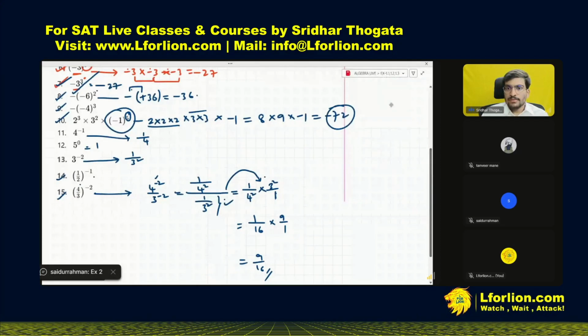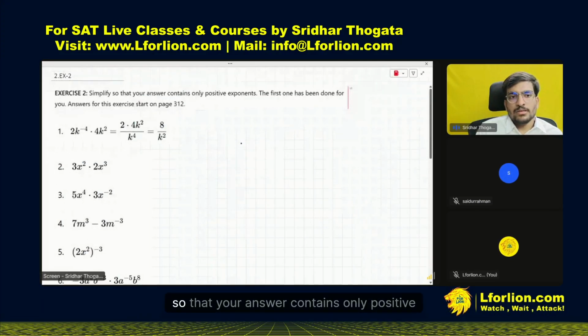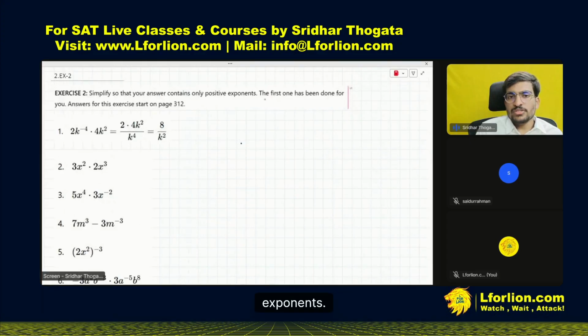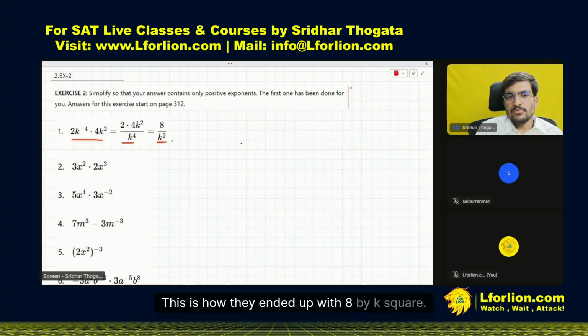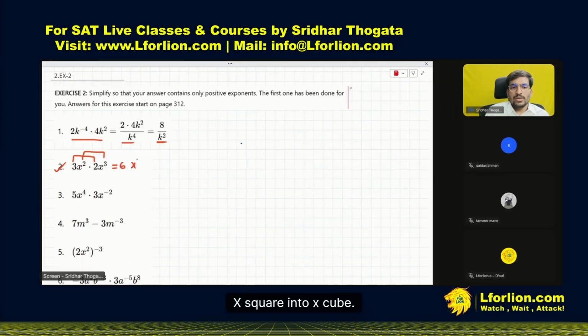Okay, here they are asking us to simplify so that your answer contains only positive exponents. The first one has been done for you. You can see they simplified this. This is how they ended up with 8 by k square. So now question 2. So 3x square times 2x cube. Just solving it, nothing else. 2 into 3, which is 6. x square into x cube, that is x power 2 plus 3, which is 6 x raised to the power of 5.